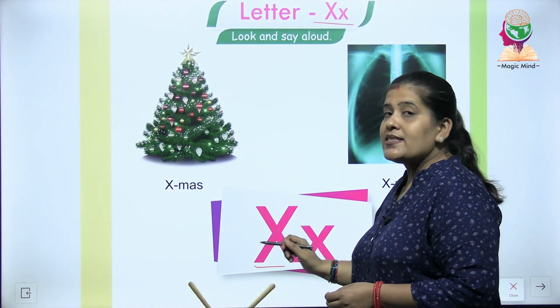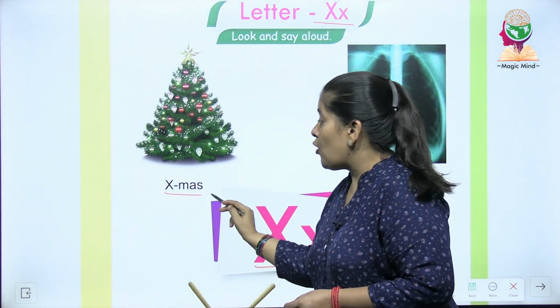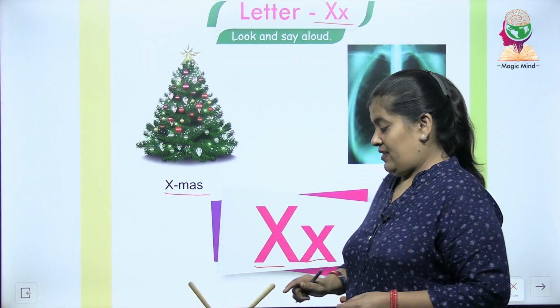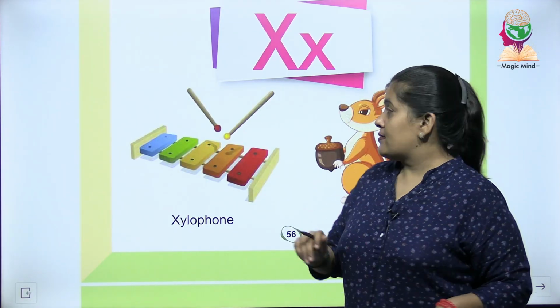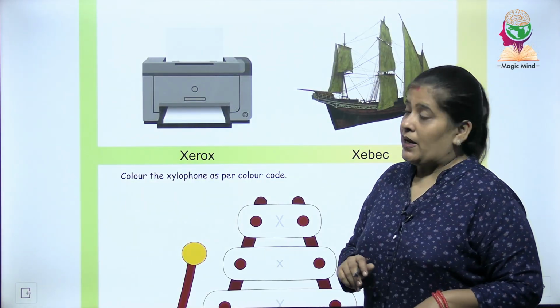This is capital X and this is small letter x. X for X-mas, X for X-ray, X for xylophone and X for xerox and X for exhibit.